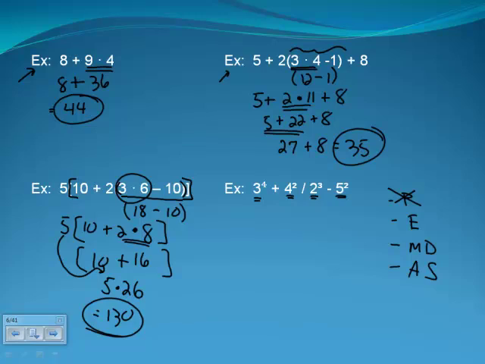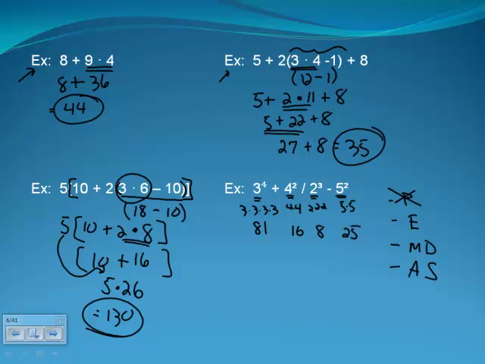So 3 to the 4th. 3 to the 4th is 3 multiplied by itself 4 times. So 3 times 3 is 9, times 3 is 27, times another 3 is 81. 4 squared, that's 4 times 4, that's 16. 2 cubed, 2 times 2 times 2 gives you 8. And 5 squared, 5 times 5 is 25.